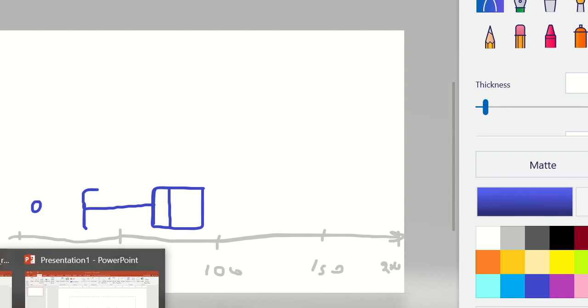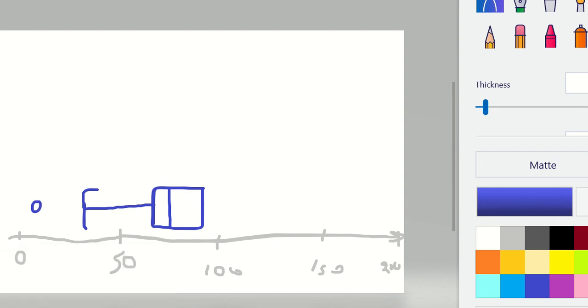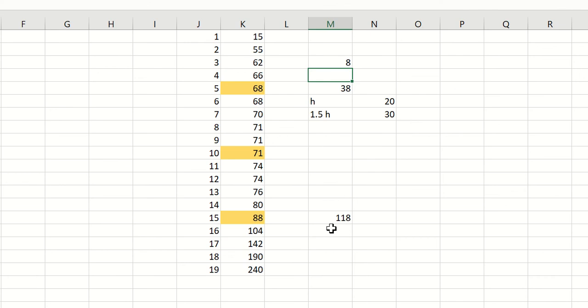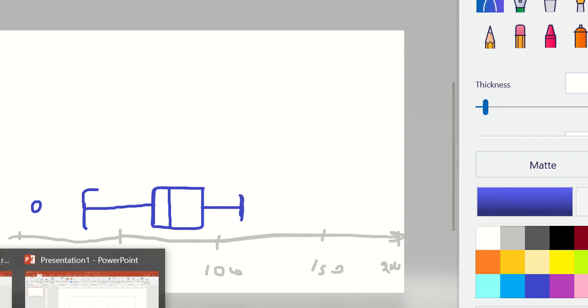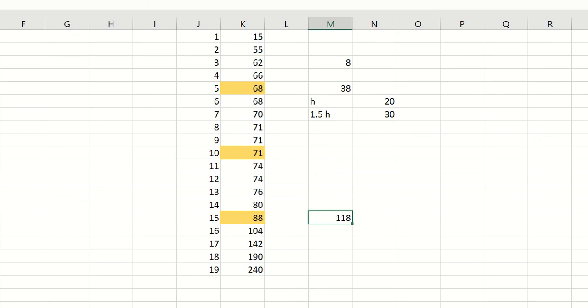Now let's do it on the other side. On the other side, I have to go all the way up to 118. Do I have values beyond 118? Yes, I do, and they are this one, that one, and this one. So my upper whisker is going to go to 118, and I'm going to stop it at 118. Okay, so I extend all the way to 118, and I stop at 118. And let's look at the values that are occurring beyond 118.